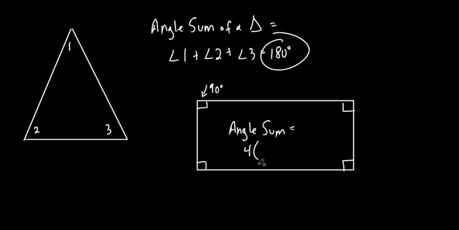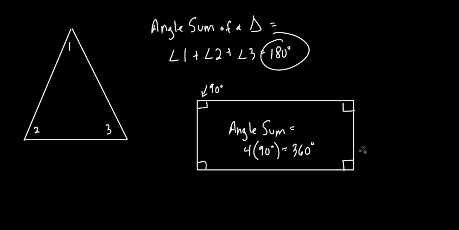So it's going to be 4 times what? 90. Can you do that in your head? 240? What? What's 9 times 4? 36. And then stick a 0 on the end because you've got that 90. So what's the angle sum of a rectangle? 360. I'm not going to draw it, but what's the angle sum of a square?